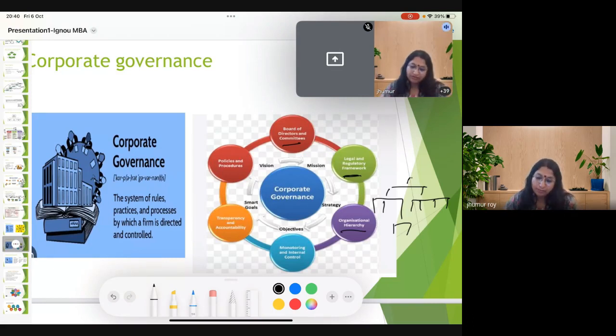Then you have monitoring. Even if you have a principle, you have to keep cross checking whether that principle is being actually followed or not. Are people actually looking into it? Are people actually doing what is required? Transparency is the most important thing.